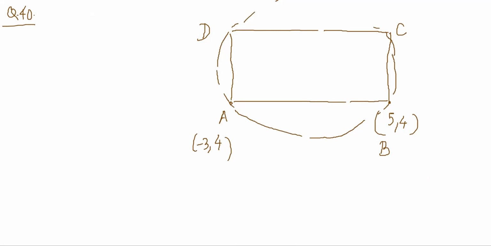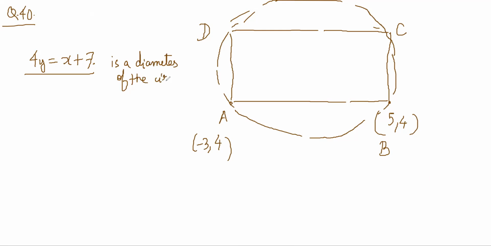Some circle like this, right? And one of the diameters is given. Okay, what line? 4y is equal to x plus 7 is a diameter of the circle. Correct. This is 90, this is 90. You have to find the area of the rectangle.